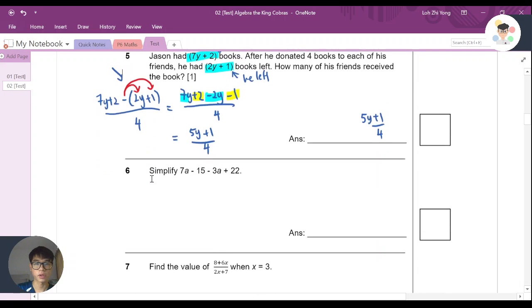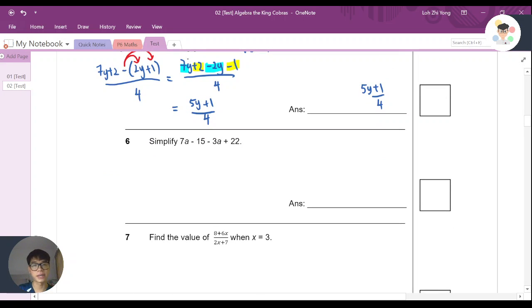Question number 6. Simplify 7a minus 15 minus 3a plus 22. Now, I can tell you that this question is very, very easy, and if you get it wrong, it means that you need to work on something. Let me quickly highlight those that you need to combine. Now, I know that 7a can only combine with negative 3a, because they are like terms, and numbers can only combine with numbers. Again, you can rearrange, I will just rearrange for you.